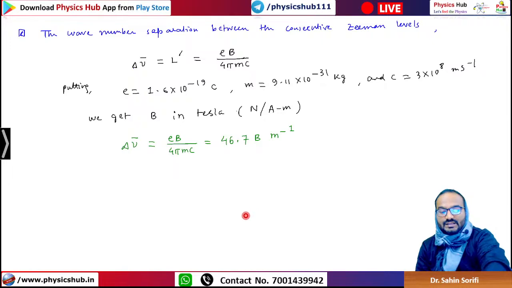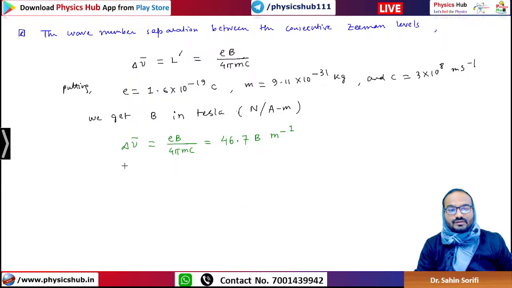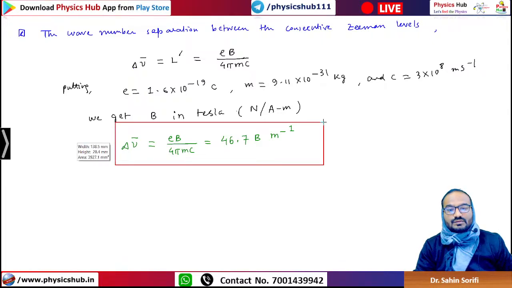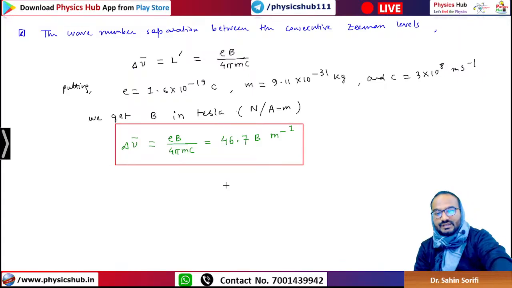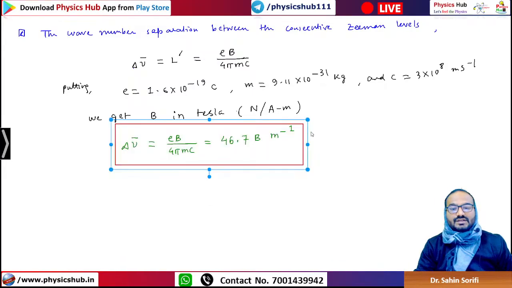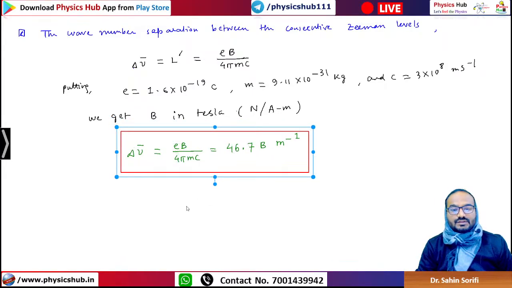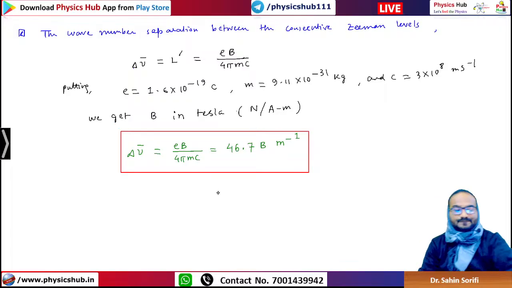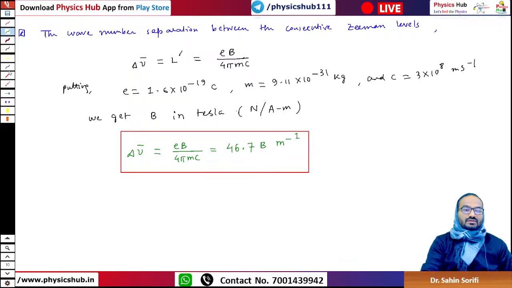So this formula is very important. Most of the questions will be done by this formula. Delta nu bar is equal to EB by 4 pi MC is equal to 46.7 B meter inverse. You must remember this formula, because if you put E by 4 pi MC, that will be very time consuming.